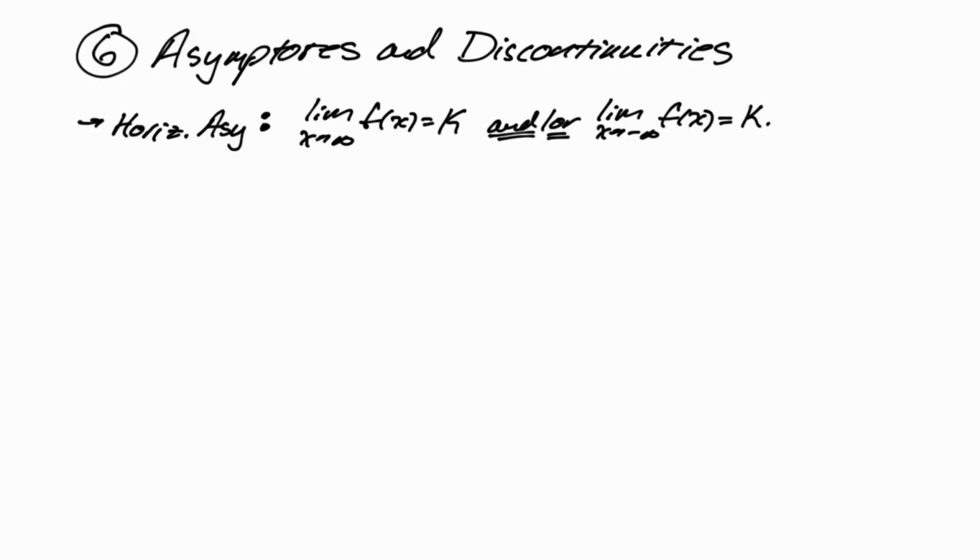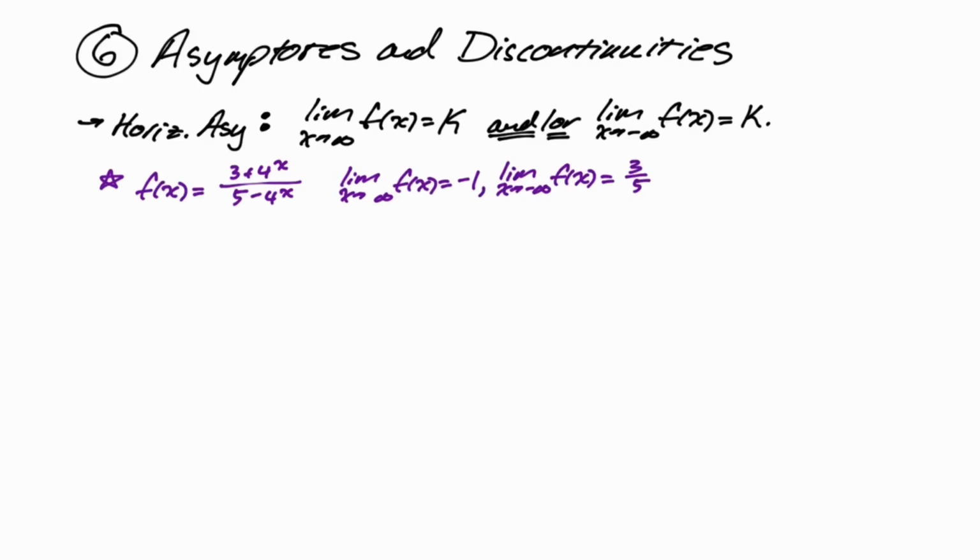And people forget that all the time. There's kind of a famous multiple choice question that looked very much like this one. And the question was, what are the horizontal asymptotes? And everybody took the limit to infinity and forgot the limit to negative infinity. So what we want to do here is first we got to take the limit to infinity. We get -1 when we do that. Then you also have to take the limit to negative infinity, where you will get 3/5. You're getting two different answers. There's two different horizontal asymptotes. So do not forget, you got to go to positive and negative infinity.